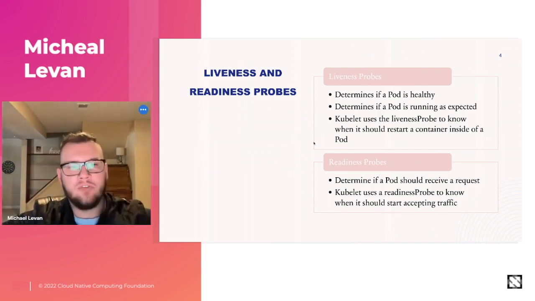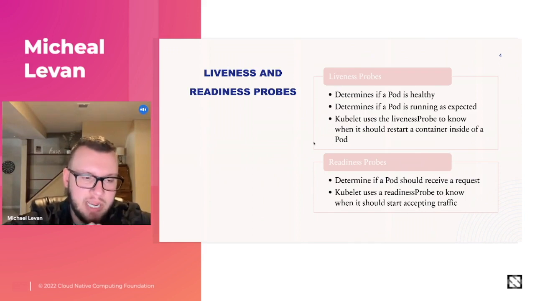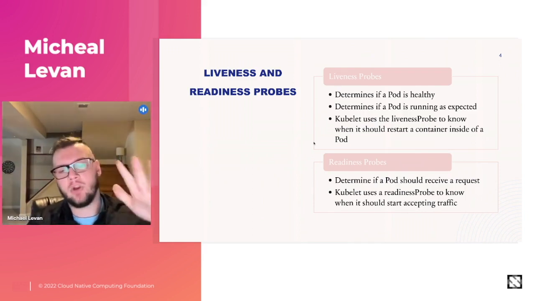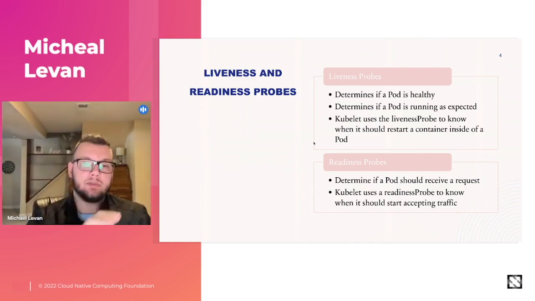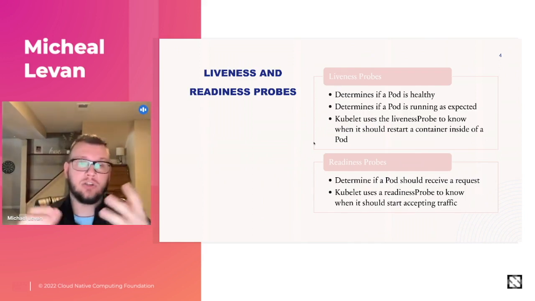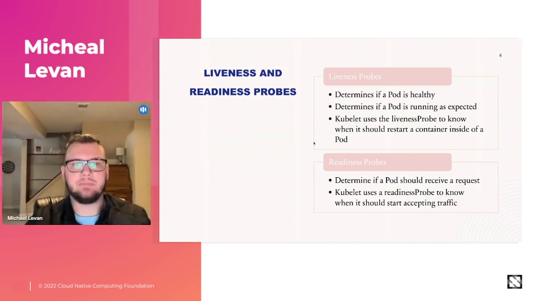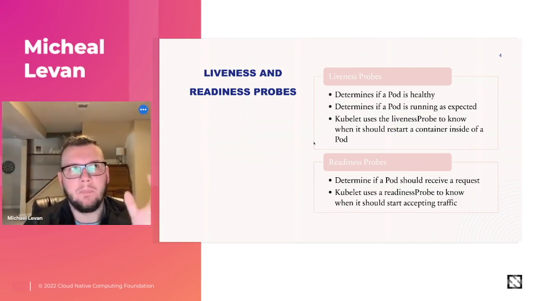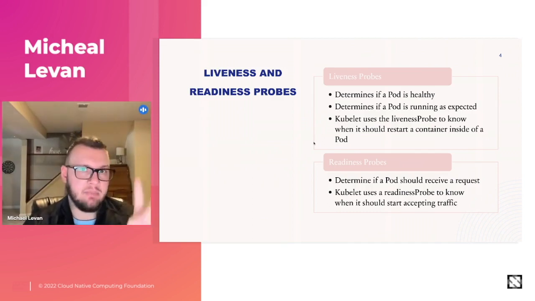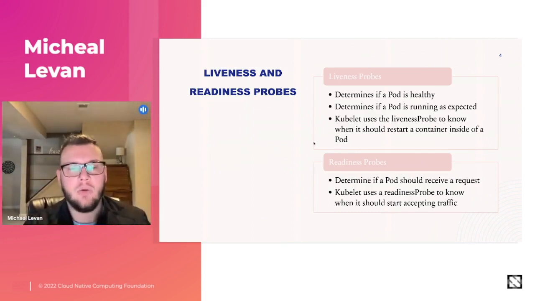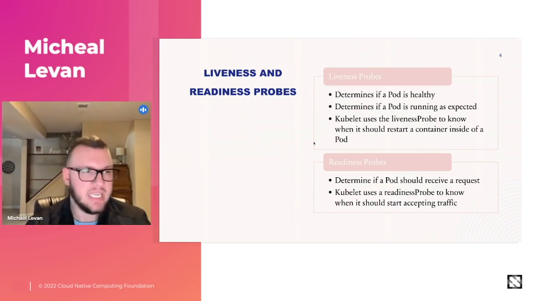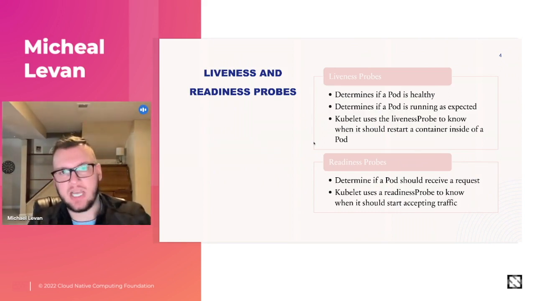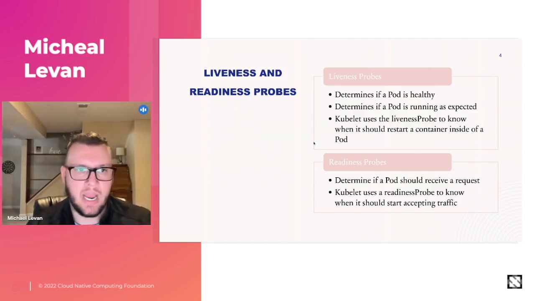So first things first is liveness and readiness probes. Now, liveness probes are going to determine if your pod is healthy. Readiness probes are going to determine if a pod is ready to accept requests, right? Because a pod can be up and running and healthy, but perhaps the container inside of it is not healthy. I've seen this a ton, where the pod is up and running, but the application inside of the pod is not working as expected, right? And that's where liveness and readiness probes would come into play.